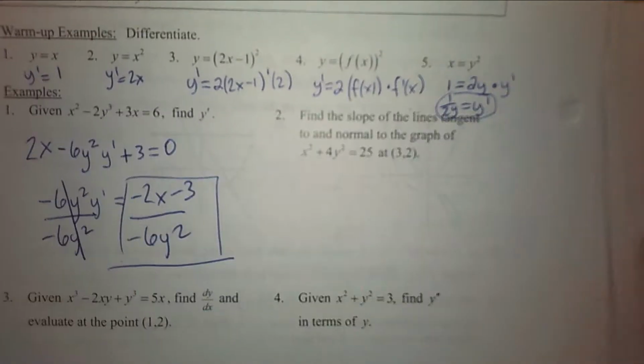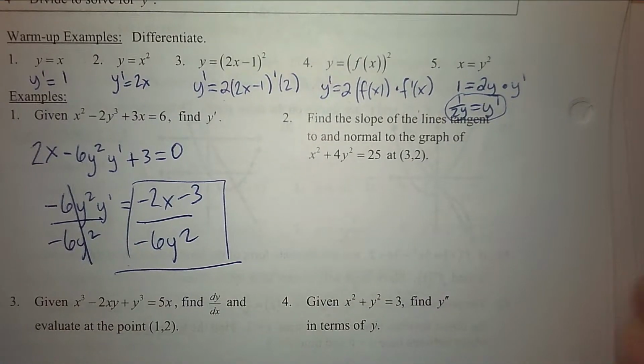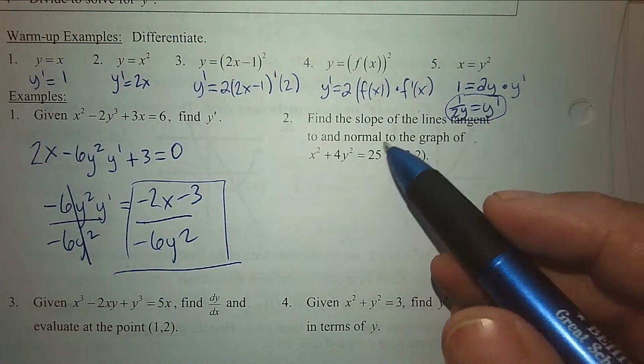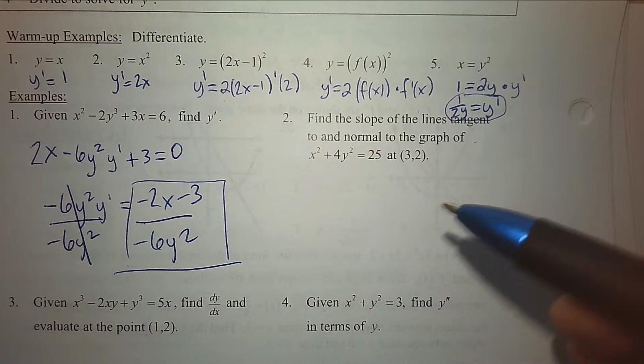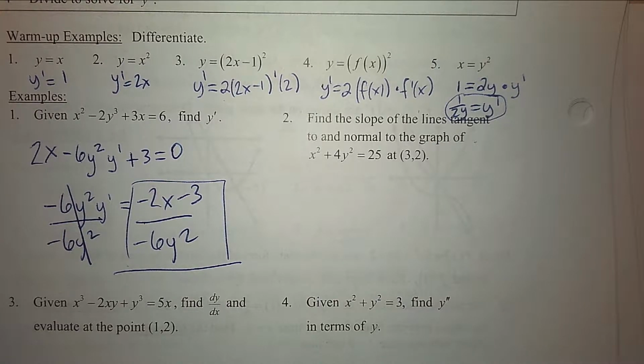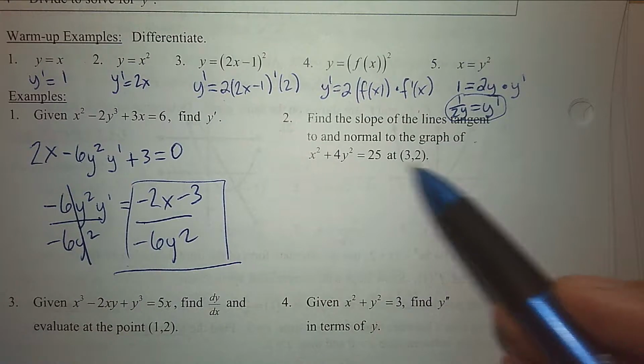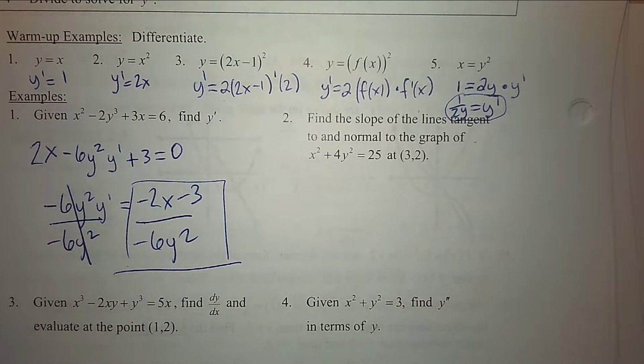Number 2 asks, find the slope of the lines tangent and normal to this graph. So to find the slopes that are tangent and normal, it's not the equation of the line, it's just the slope. It's just what m equals. Well, what do I need to do to find the slope? I need to take the derivative. How do you take the derivative of this?